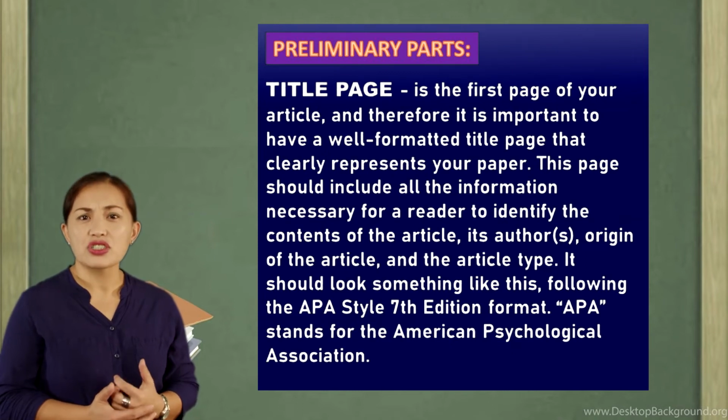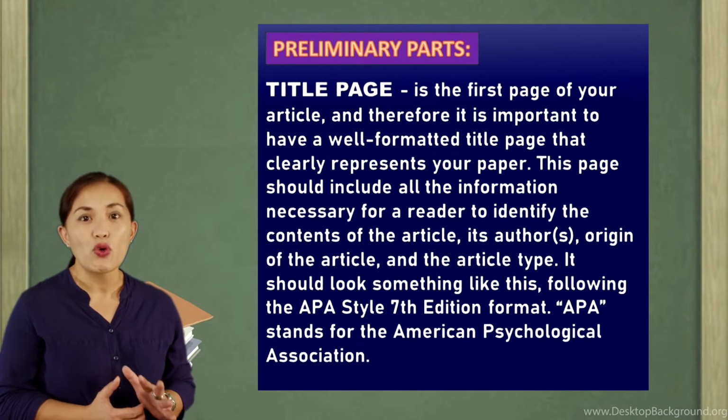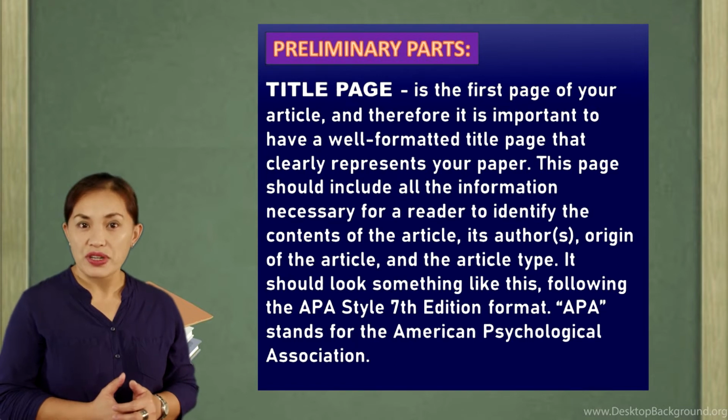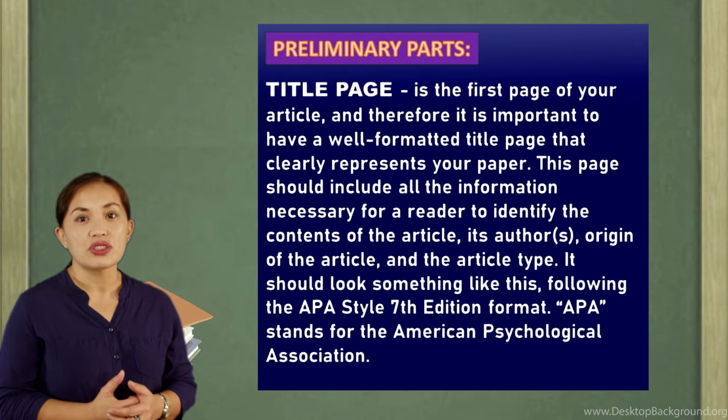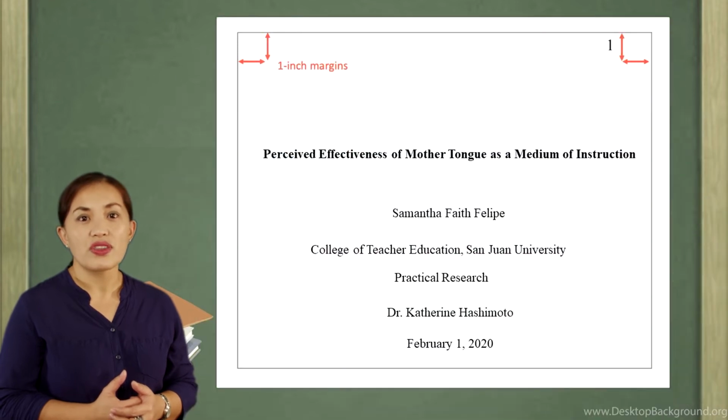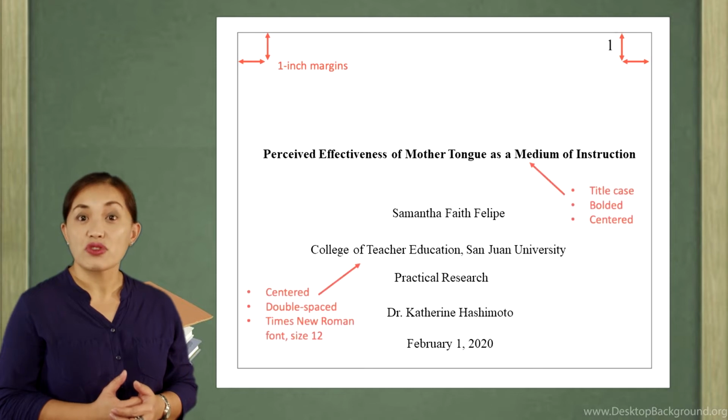The title page is the first page of your article, and therefore it is important to have a well-formatted title page that clearly represents your paper. This page should include all the information necessary for a reader to identify the contents of the article, its authors, origin of the article, and the article type. It should look something like this, following the APA-style 7th edition format. APA stands for the American Psychological Association.